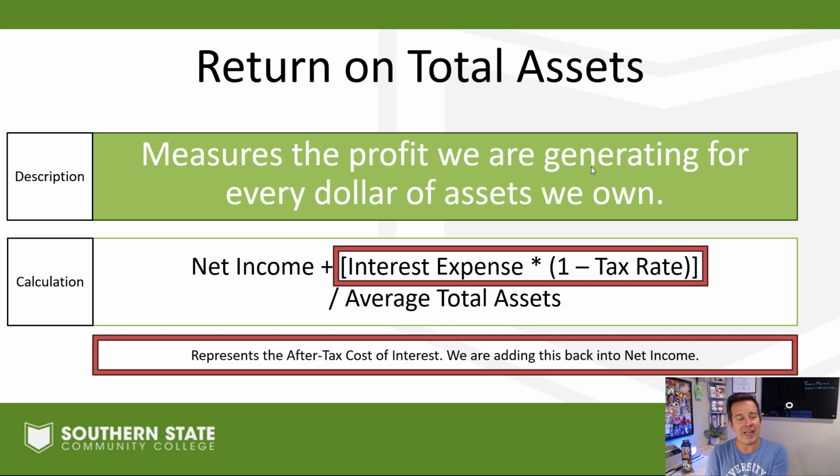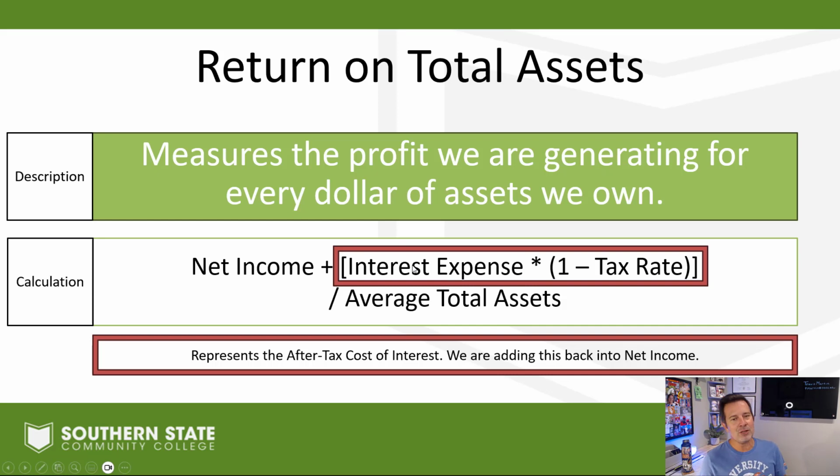So we're adding that after-tax cost of interest back in to net income. It's been subtracted as an expense. Now we're adding it back in because it really has nothing to do with how efficiently we're using our assets. It has to do with how we finance them. So we're going to add that part back in. That's what that part right there is.